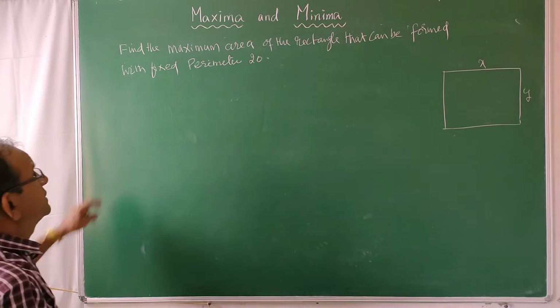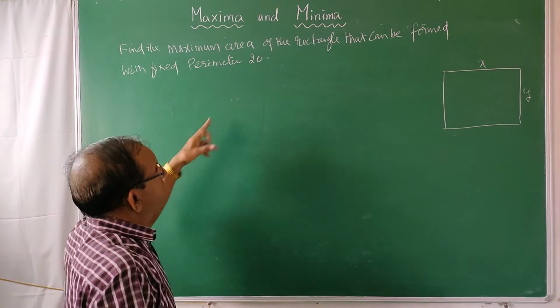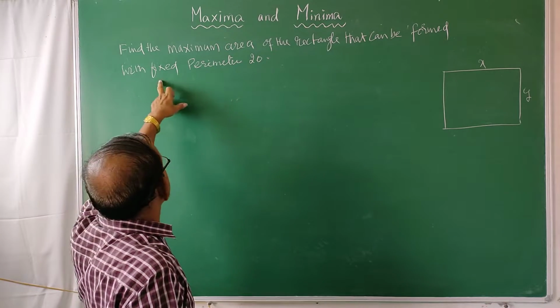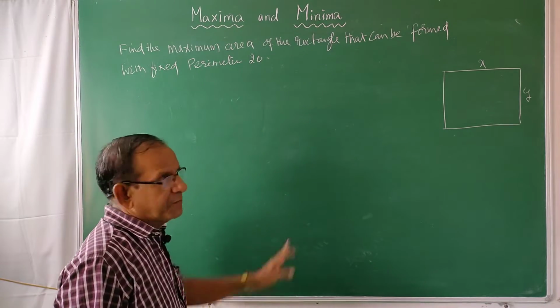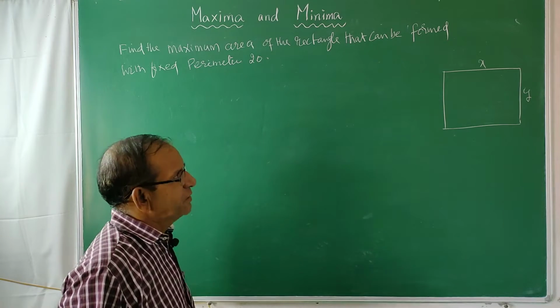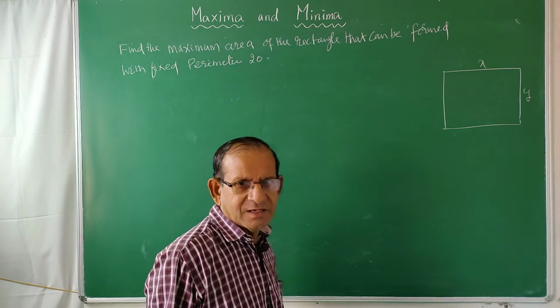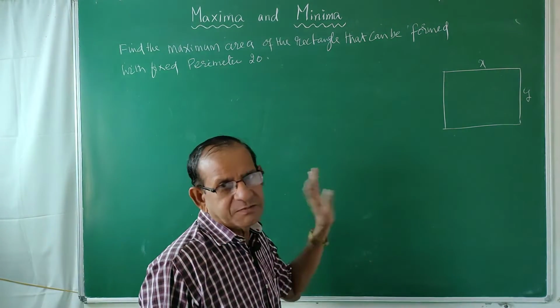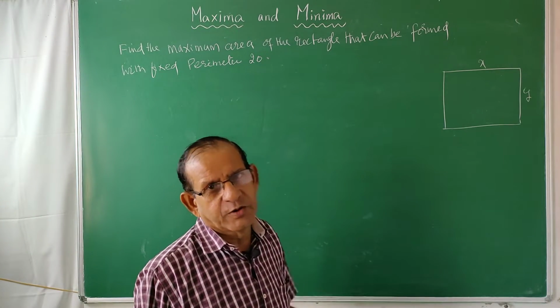Now see the question here. Find the maximum area of the rectangle that can be formed with fixed perimeter 20. Perimeter is fixed. So I have to find out the length and breadth so that the area of the rectangle is maximum, but perimeter should be 20 only.